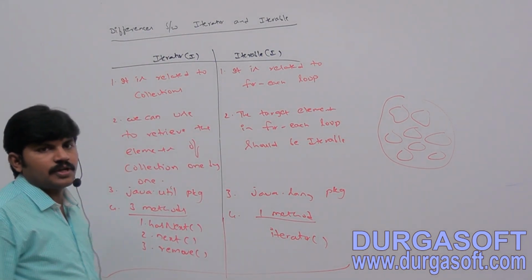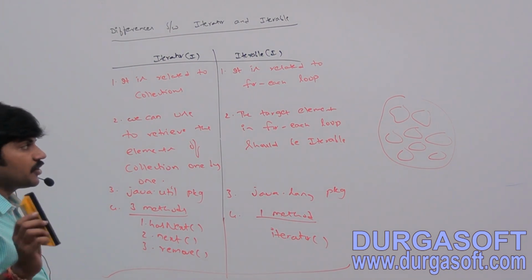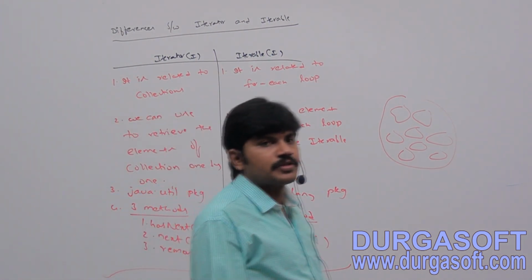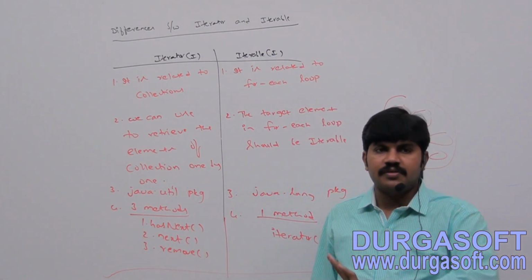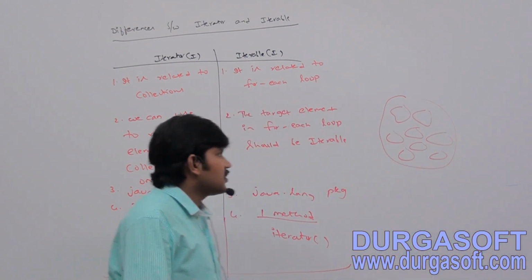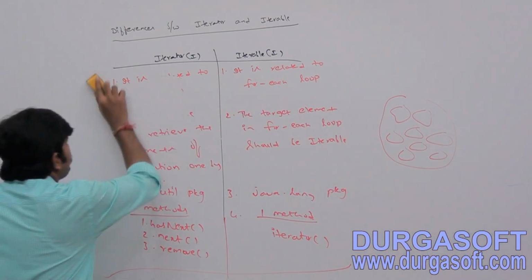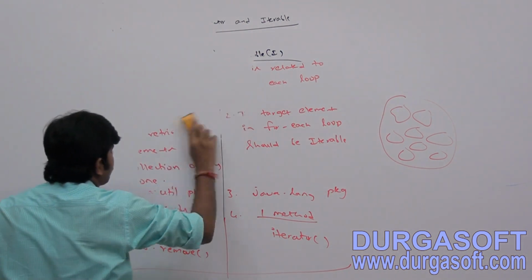That's all. Are you able to understand? This is a very important question for the interview room: what is the difference between iterable and iterator? Now, is any explanation required? Okay, that's all. With this, the for each loop related concepts also got completed.